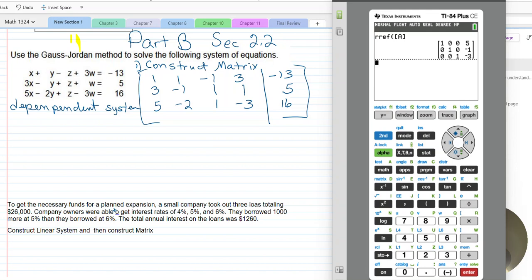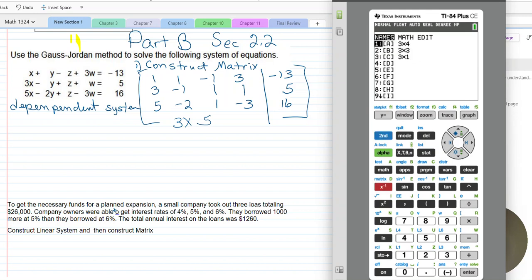We can work it by hand, but it would take a little bit, and I would like to do this by calculator. So we have a 3-row by 5 column matrix. So we're going to enter it. Second matrix, edit, enter. And this is a 3 enter, 5 enter. And I'm going to do a 1, 1, negative 1. Make sure it's a negative.